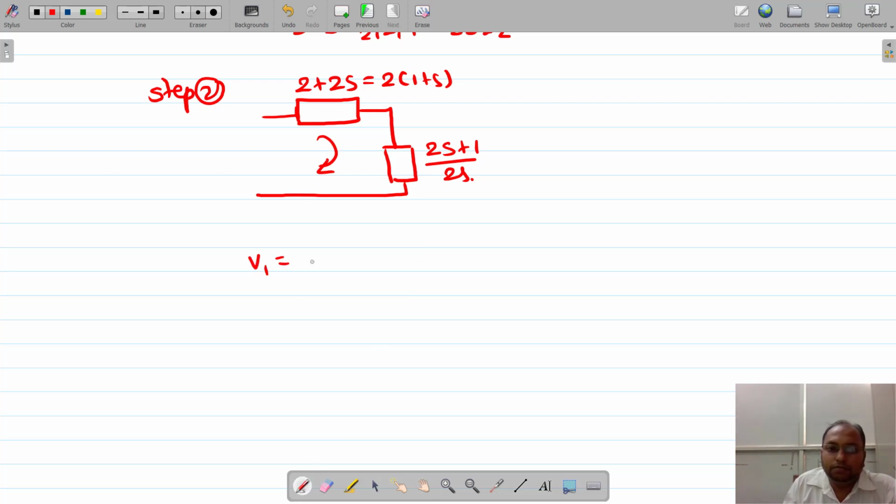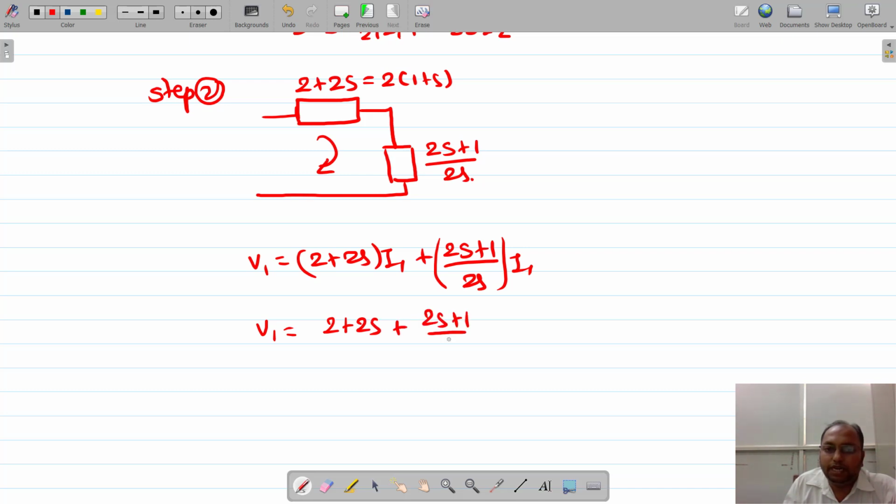V1 is equal to (2 + 2s) into I1, plus (2s + 1)/2s, which is also multiplied with the I1. Now club the terms of I1: (2 + 2s + (2s + 1)/2s) whole multiplied with I1. Let us transfer that I1 to the left hand side; it will go into the denominator, right?